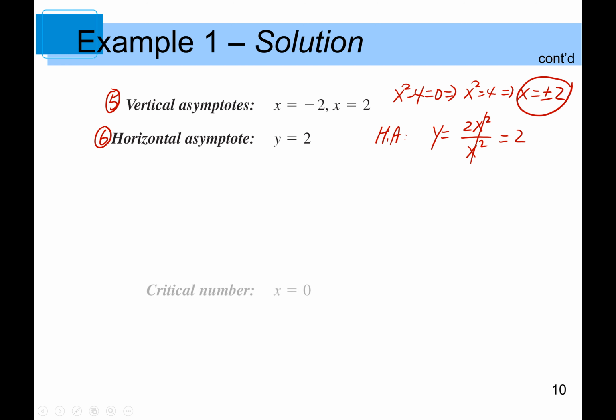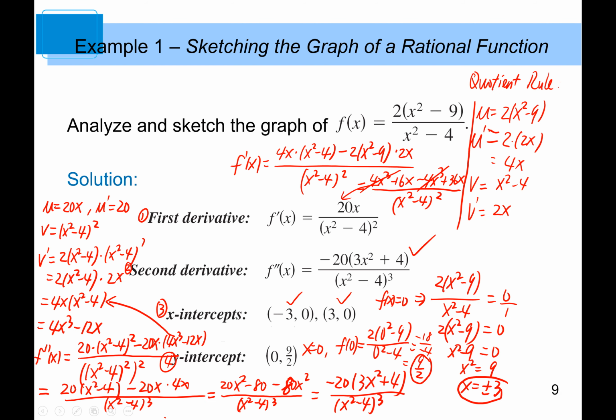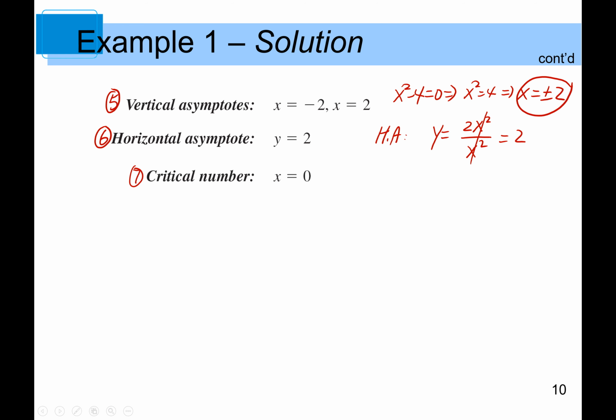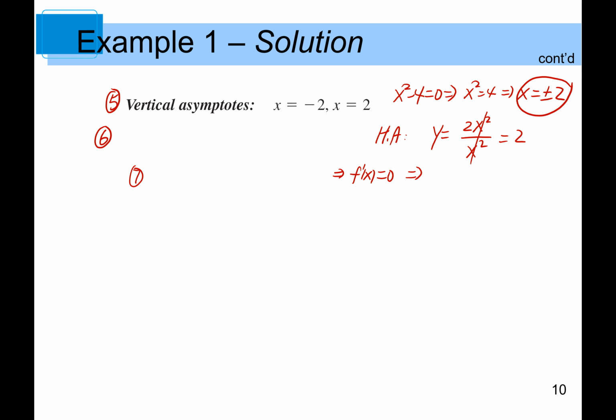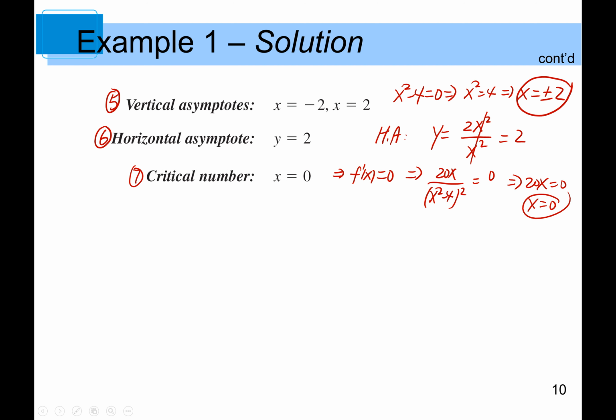Seventh step is to find the critical numbers. You go back to the first derivative and set the first derivative equals 0. Setting f prime of x equals 0, which means 20x over (x squared minus 4) squared equals 0. That means 20x equals 0, x equals 0. Okay, so that's why the critical number is x equals 0.